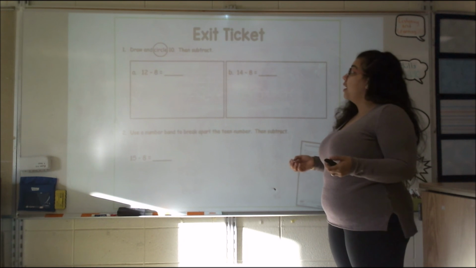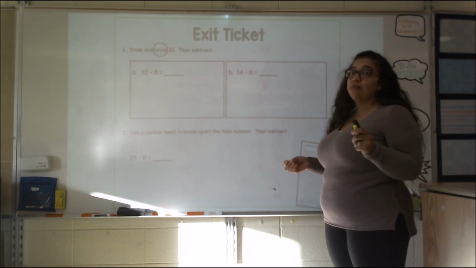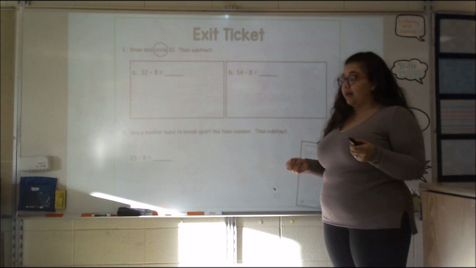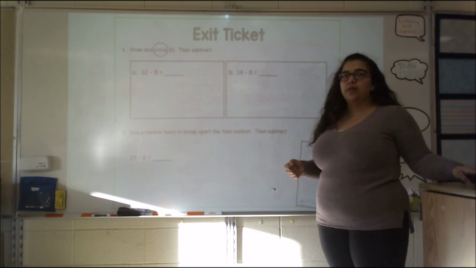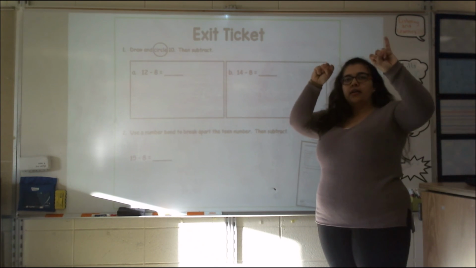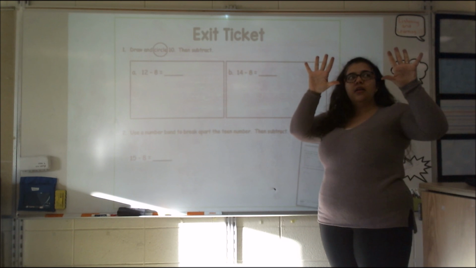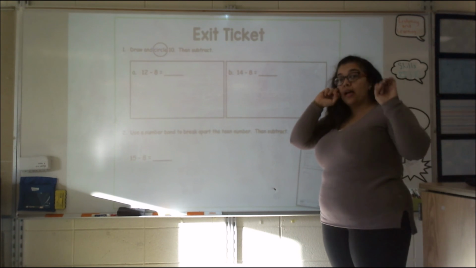It tells you to draw and circle 10, then subtract. Remember, we're subtracting 8 this time, not 9. It's different. Show me 10, take away 9. You have 1 left. Show me 10, take away 8. You have 2 left. All right, guys.